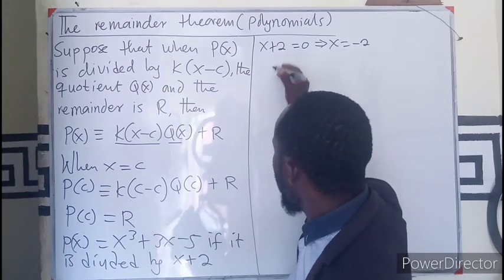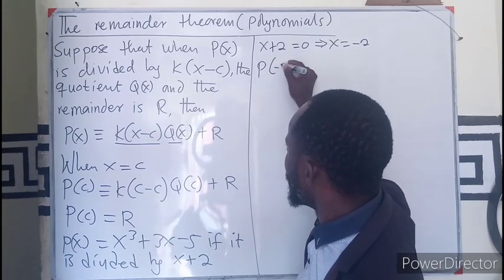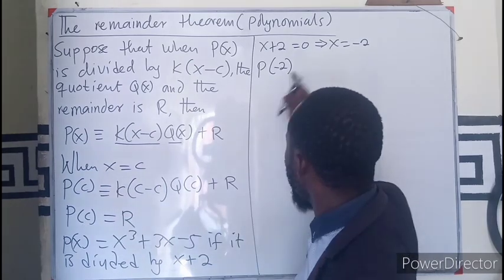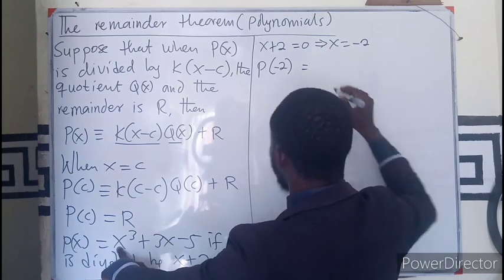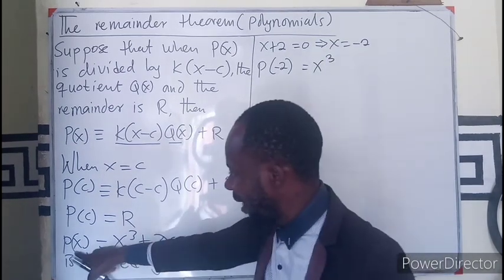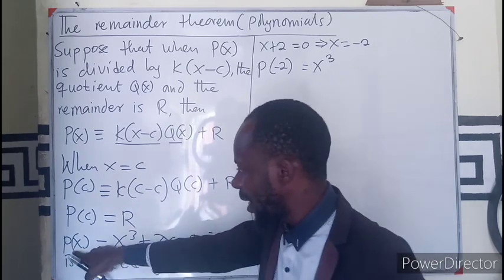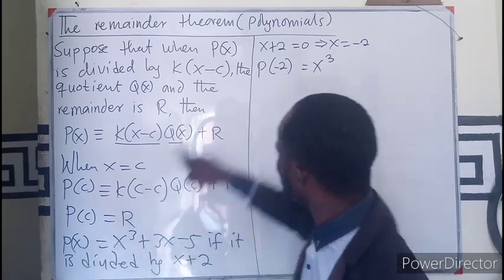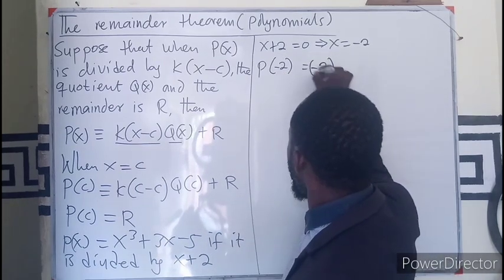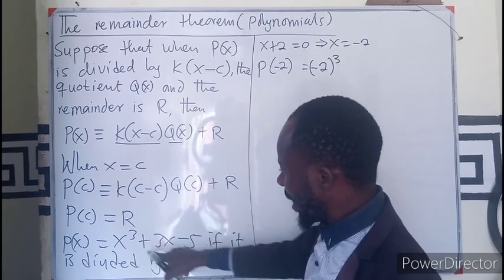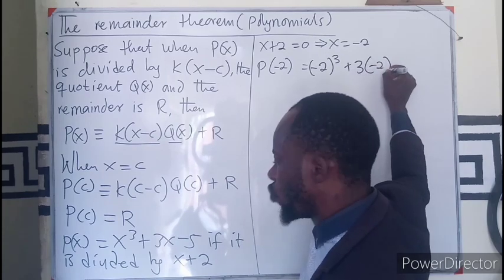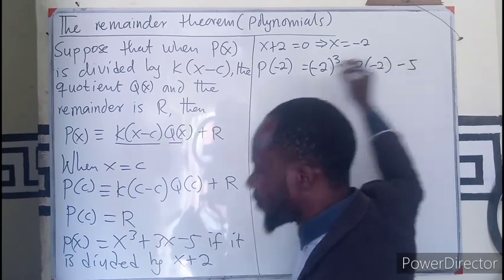So therefore, my remainder is going to be p of negative 2. p of c equals whatever I see: x. We know x is to the power 3. But the x we are seeing here is the one in the equation: x, x, x. So when x changes to negative 2, this will also change to negative 2, all to the power 3. Here will be plus 3 into bracket x negative 2. Then your minus 5 will come.